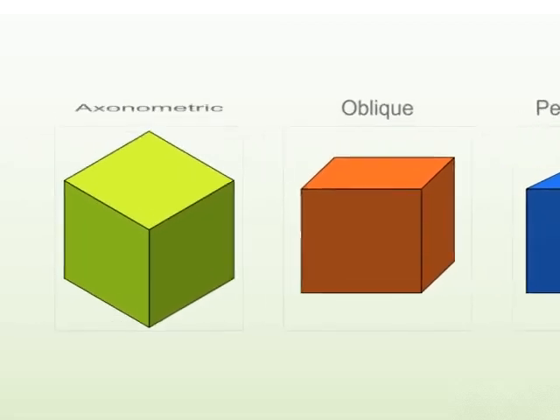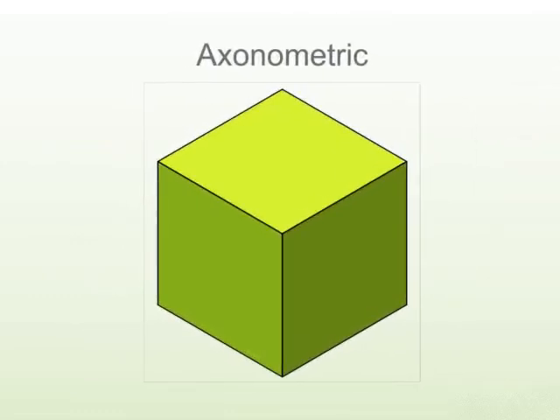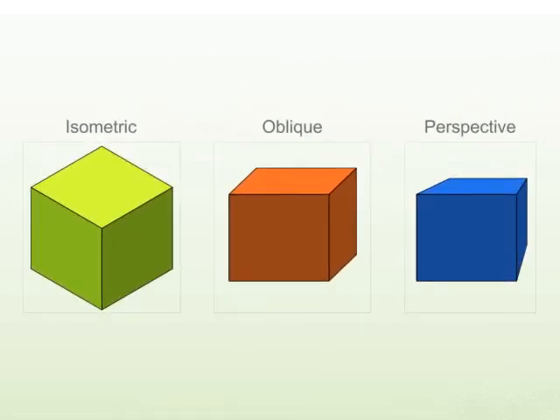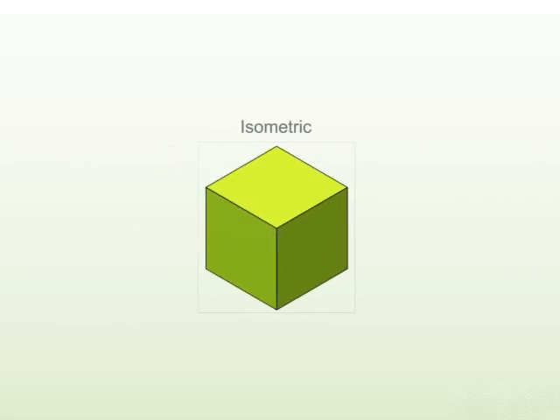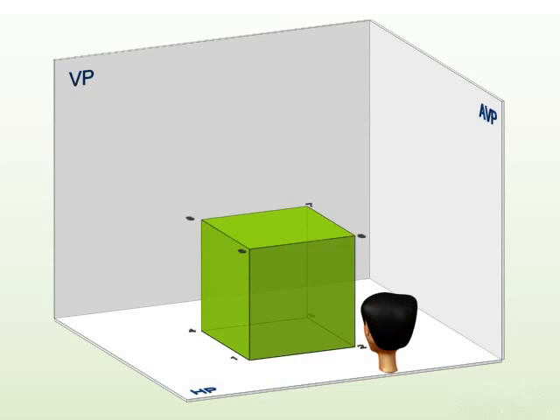Isometric projection is also known as axonometric projection. In this, the three dimensions of the solids are equally visible and proportional to the actual dimensions. In this presentation, we'll discuss only the isometric projections and their views. So, let's construct an isometric view of a cube.